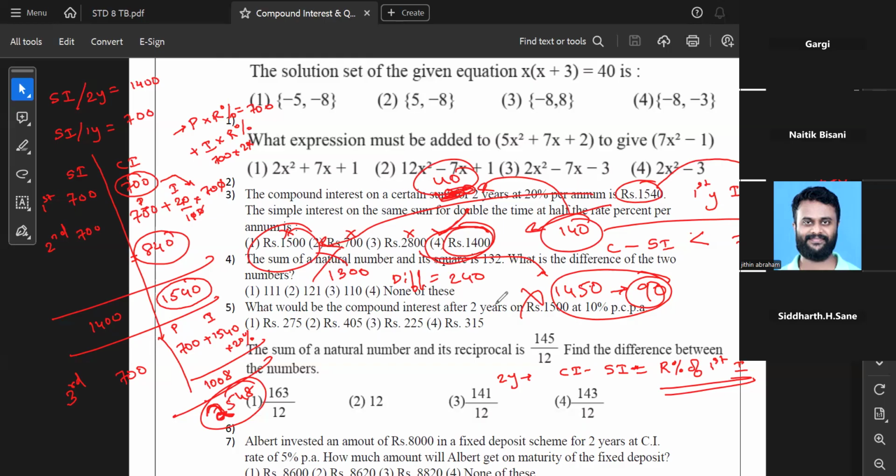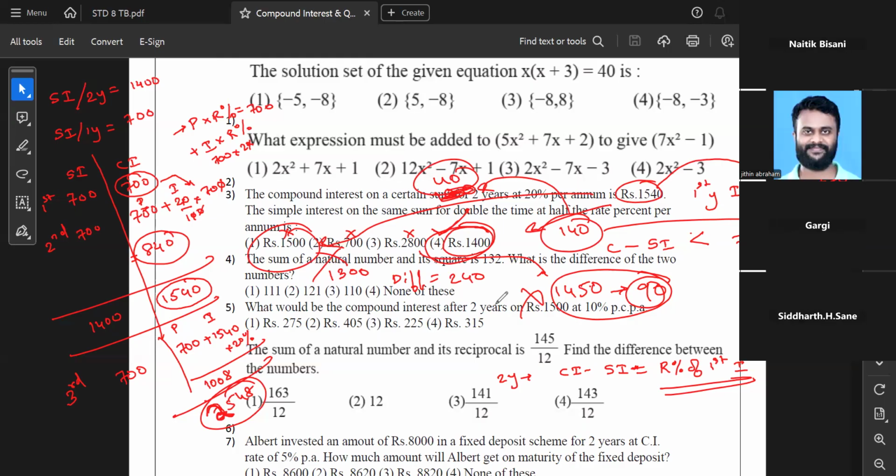Naitik, tell me. Sir, how did you get the formula that CI minus SI for two years is R% of the first year's interest? How did I get that formula? It's basically a logical approach, my dear child. See, in the first year, CI and SI are the same, so the difference between them is nothing. In the second year, CI may be 700 and SI may be 700, but CI has one additional component, which is R% of the first year's interest. So whatever is extra is basically the difference. Yes, sir. Understood? So what I'm trying to do is build a logical approach in you guys.